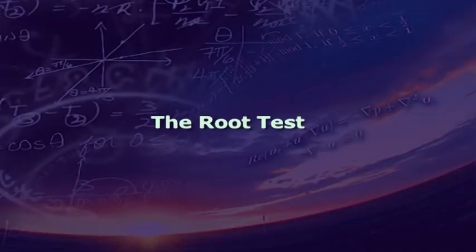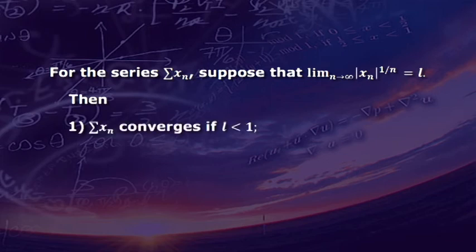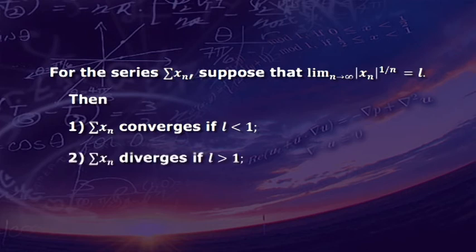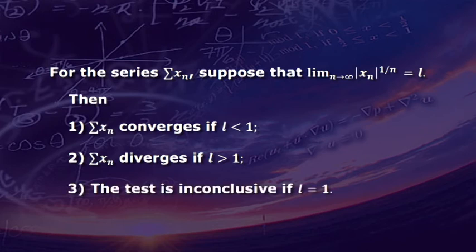The root test. For the series sigma x_n, suppose that the limit of mod x_n to the power 1 by n is L. Then number 1, sigma x_n converges if L is less than 1. Number 2, sigma x_n diverges if L is greater than 1. And number 3, the test is inconclusive if L is equal to 1.